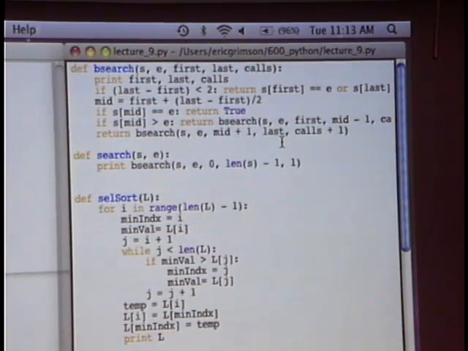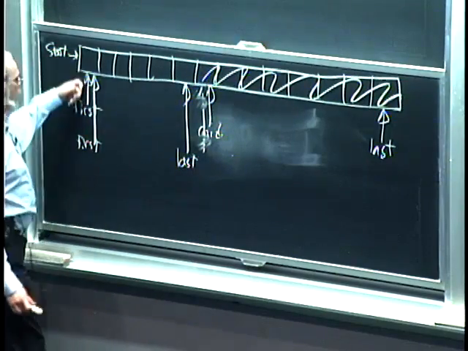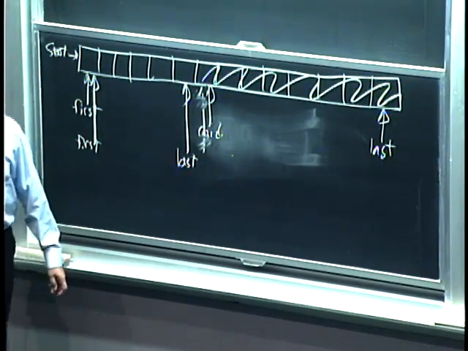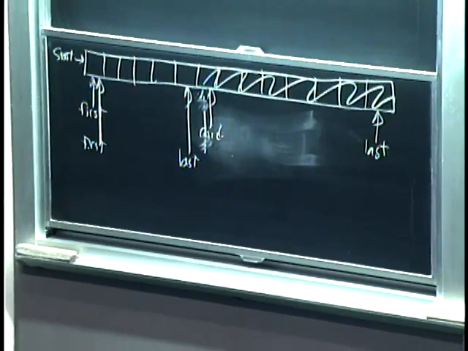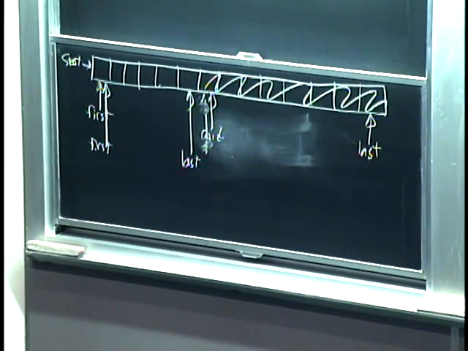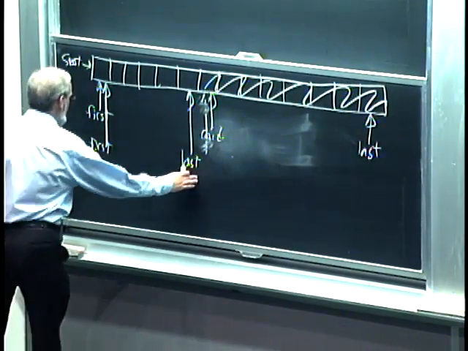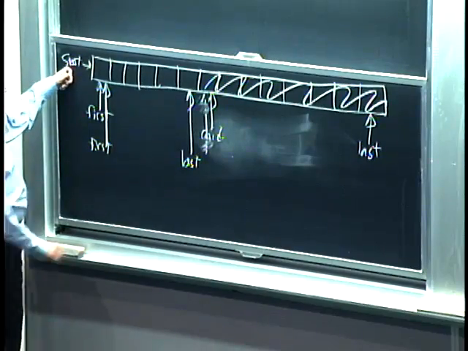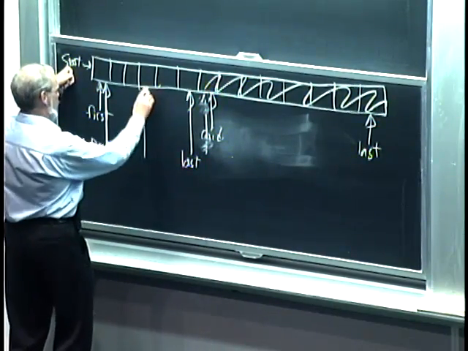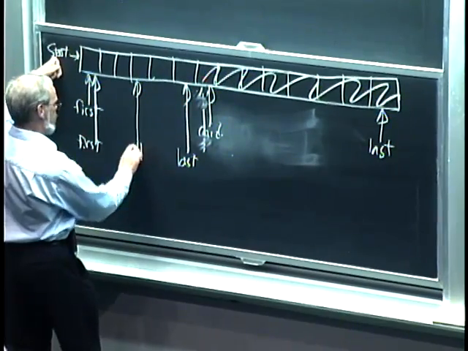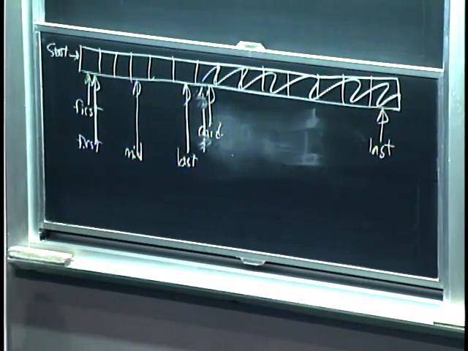And I just call again. I'm going to call exactly the same thing. Now first is pointing here, last is pointing there. Again, I check to see, are there more than two things left? There are, in this case. So what do I do? I find the midpoint by taking last minus first, divide by 2, and add to start. Just for sake of argument, we'll assume it's about there. And I do the same thing.